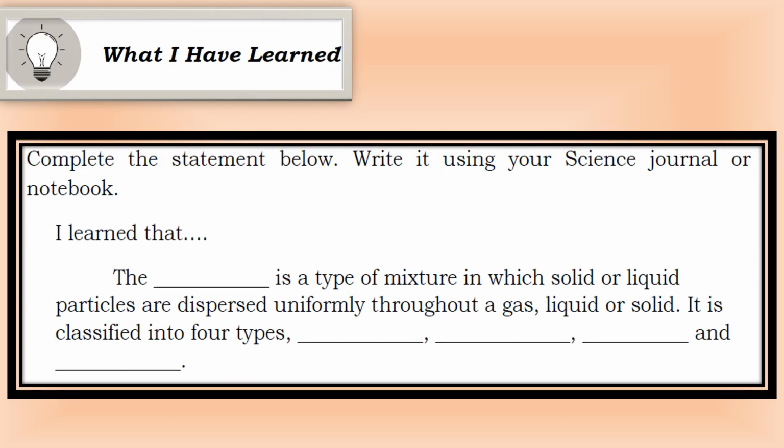So that alam ko na may natutunan kayo, you have to answer the what I have learned part of the module. You have to complete the table below, write it using your science journal or your science notebook. I learned that, okay, ano bang natutunan nyo? The blank is a type of mixture in which solid or liquid particles are dispersed uniformly through a gas, liquid, or solid. It is classified into four types. Ano yung four types? Blank, blank, blank, and blank. Answer.